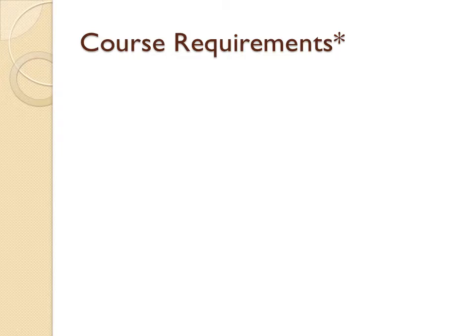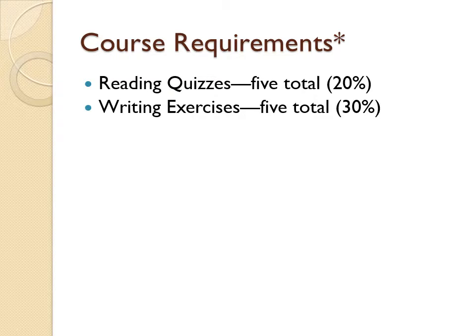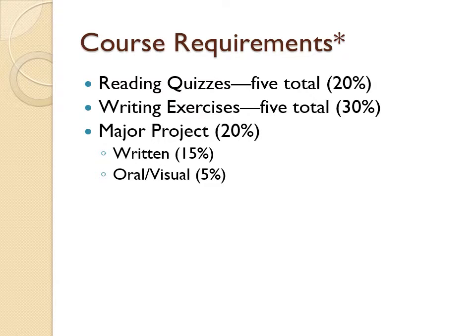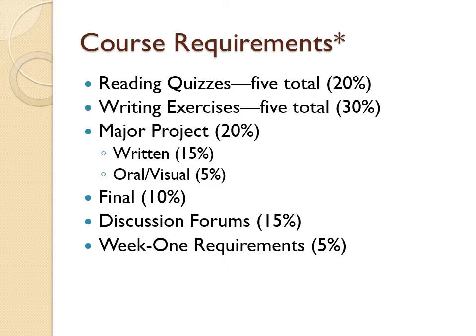Now let's talk about the course requirements, the things you will be graded on during the semester. There will be 5 reading quizzes, 5 writing exercises, 1 major project, which is broken into a written paper and an accompanying oral visual presentation, 1 final test, which will be cumulative, 5 required discussion forum postings, and 3 week 1 requirements. Now let's look at each requirement individually.